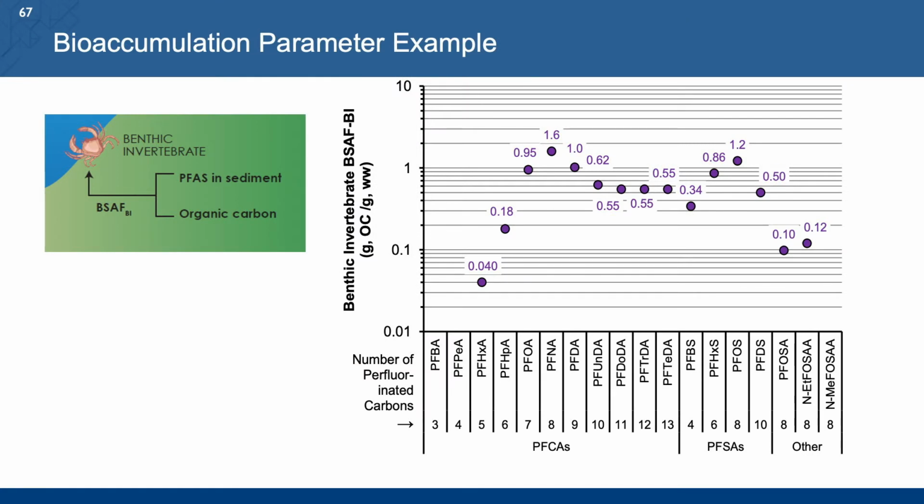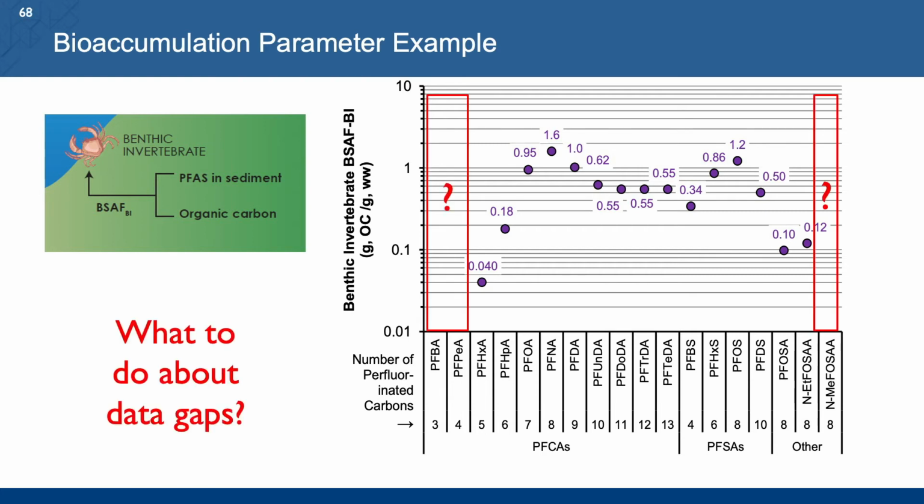Similarly, for benthic invertebrates, this is another example. Here again, we see that increasing accumulation through many of the PFCAs with increasing chain length. We see some tapering out there at the longer chain, which we thought was interesting. Same with the sulfonates as well. But of course, we don't have values for everything. Can't ever. Not every study measures all 18 of our PFAS, unfortunately. And so we did have some data gaps.